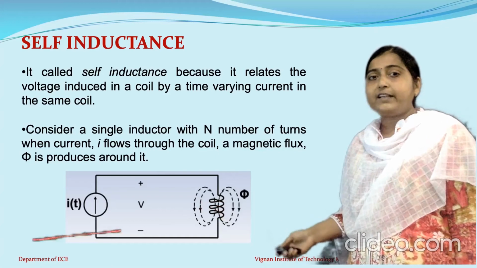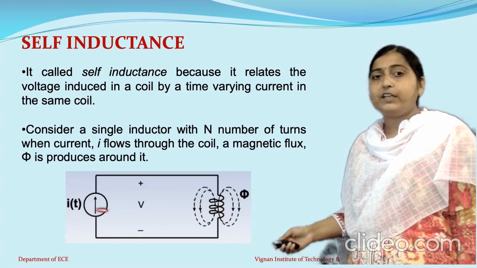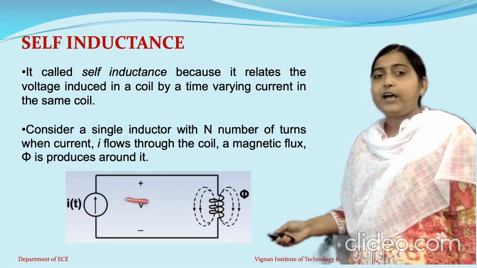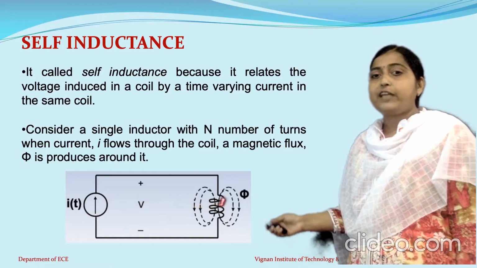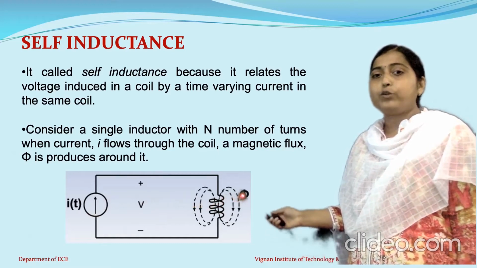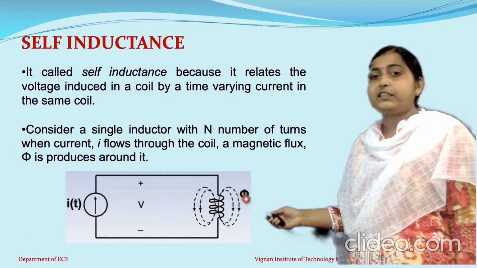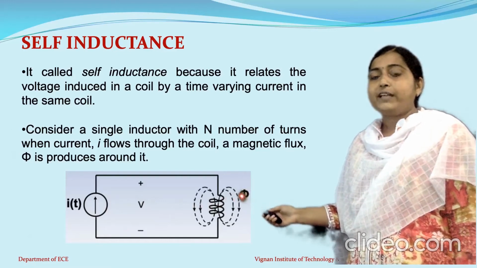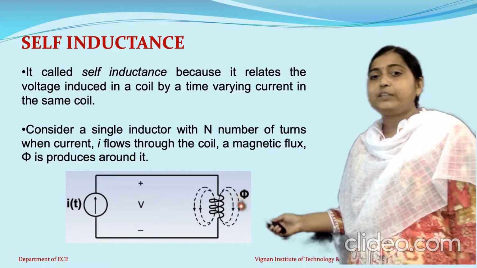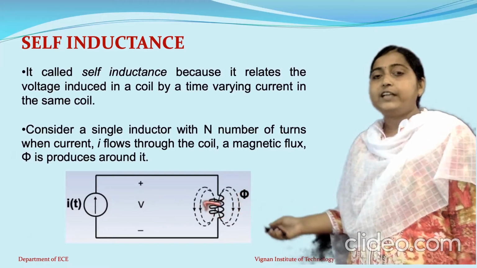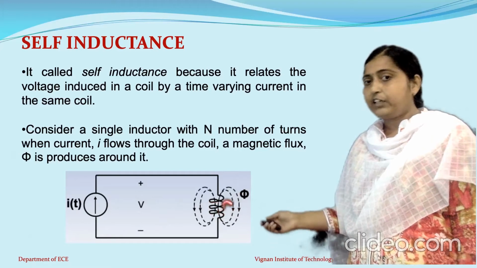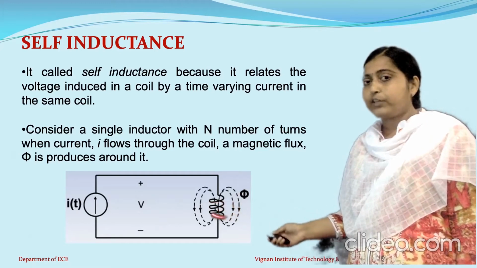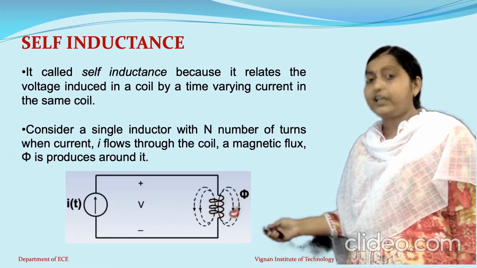So when current I, that is I of t, flows through the coil, a magnetic flux phi will be developed or produced across this inductor. That you see here, the magnetic flux is represented with phi, and this magnetic flux which is being generated across this inductor is represented with the dotted line, and this arrow mark shows the direction of this magnetic flux.